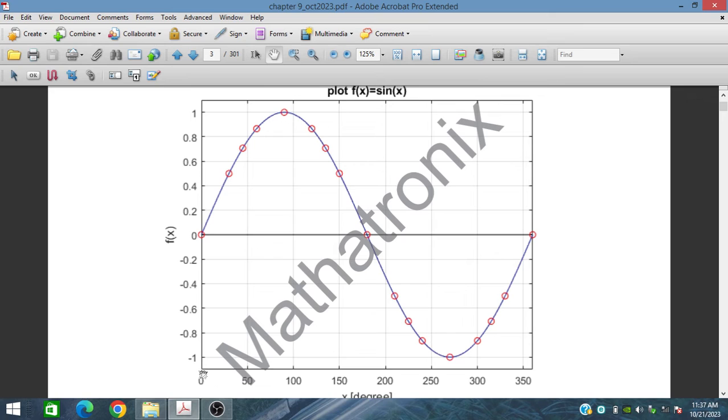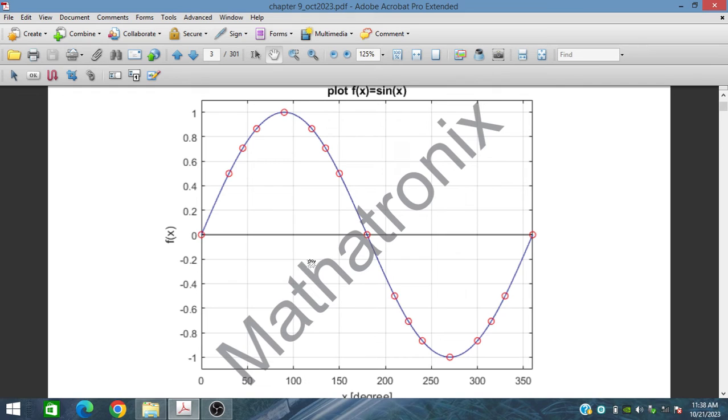We have this 0 degree to 360 degree. After this is 30 degree. So at this 30 degree, we have this 0.5. At 45 degree, we have 0.707, which is equivalent to 1 over under root 2. At 60 degree, we have 0.866, which is under root 3 by 2. At 90 degree, we have 1.